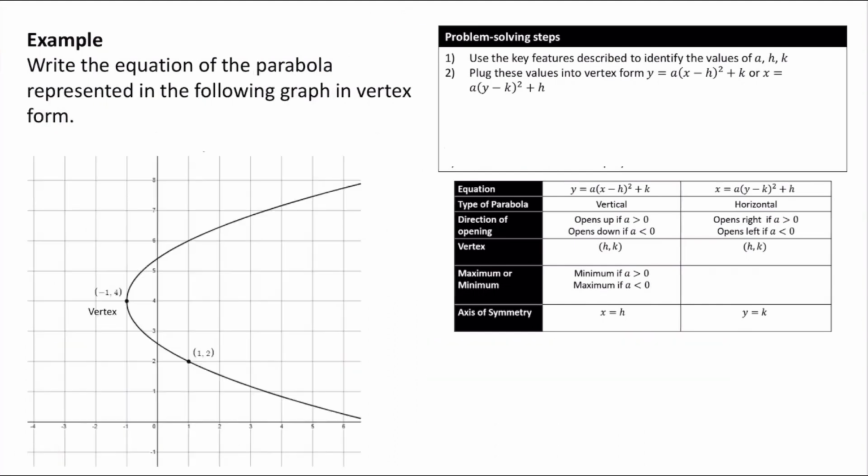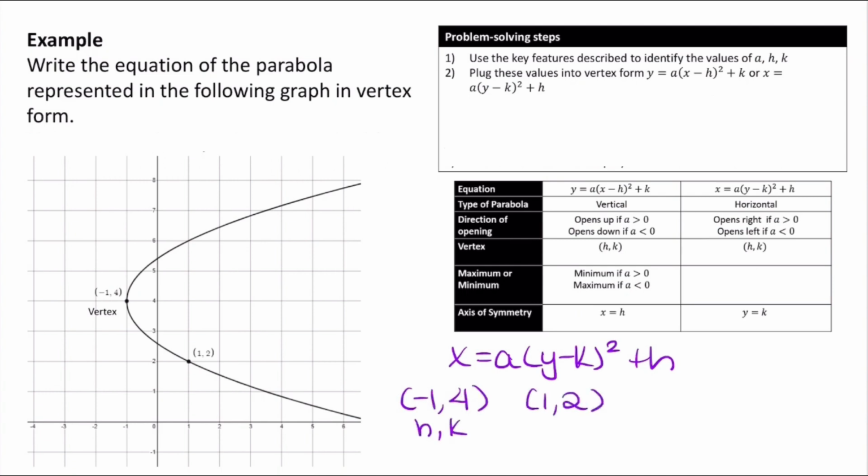Let's go ahead and try writing the equation of the parabola that's represented in this graph, and let's write it in vertex form and then convert to standard form. So let's look at this parabola. It opens sideways. It opens to the right, so we're going to need the form of the equation x equals a times y minus k squared plus h. Once again, we have the vertex. The vertex is at negative 1, 4, so that's going to be the h and k values. We have 1, 2, which is a point, so that's going to give me my x and y values. So let's plug this all in.